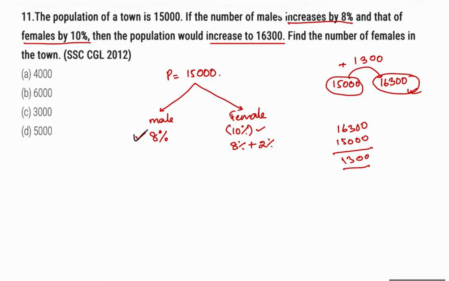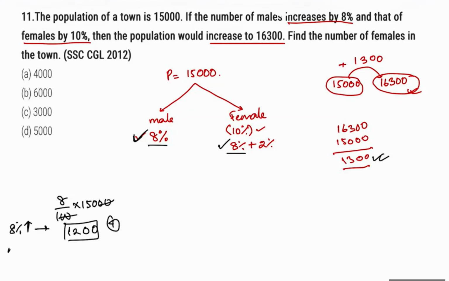8% of 15,000, that is 8 0 0, 5 8s are 40, 8 1s are 8, 9, 10, 11, 12, 1200 college. 1200 college, then 1300. 8% increase in total.